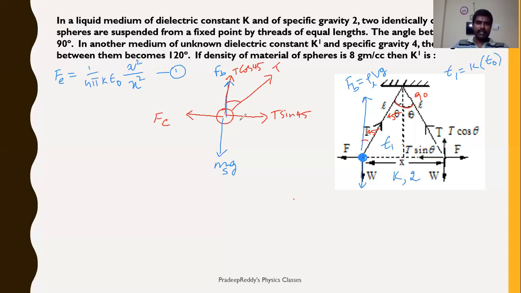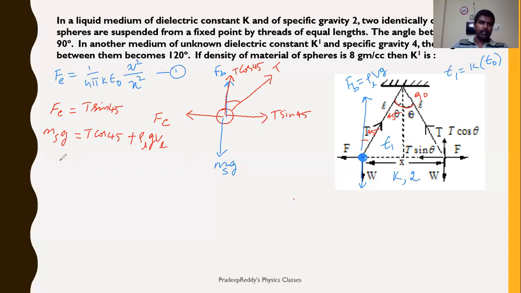Overall, the system is in equilibrium. So, electrostatic force will be equal to T sin 45, and this side it will be mass of the solid into acceleration due to gravity is equal to T cos 45, which is upward component, plus buoyant force is equal to density of the liquid, acceleration due to gravity, and volume of the liquid displaced.